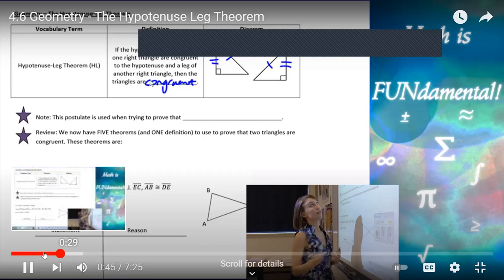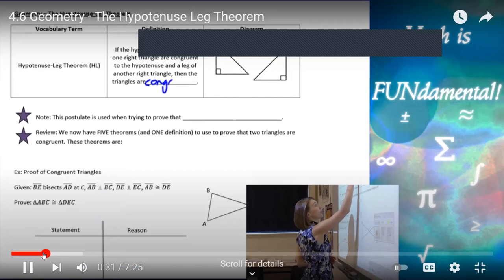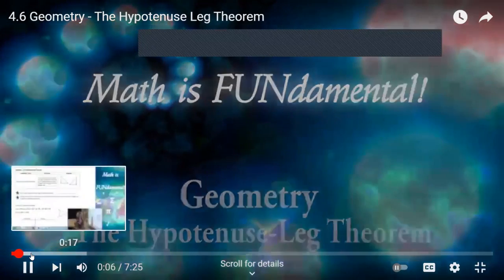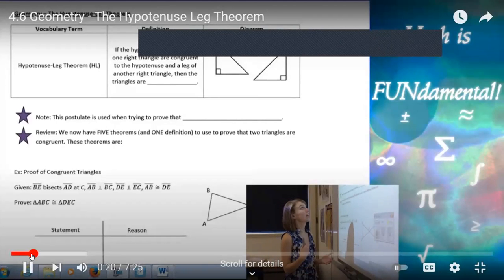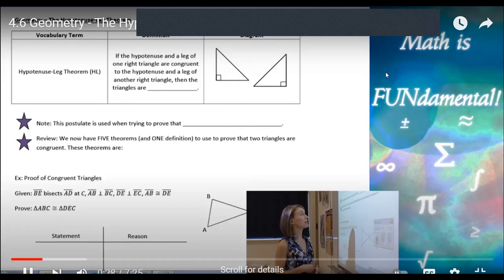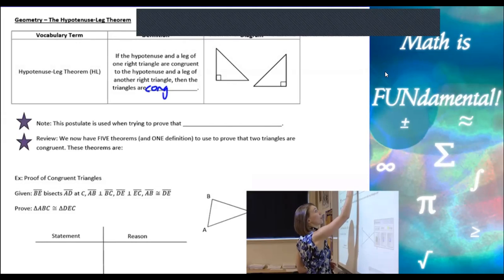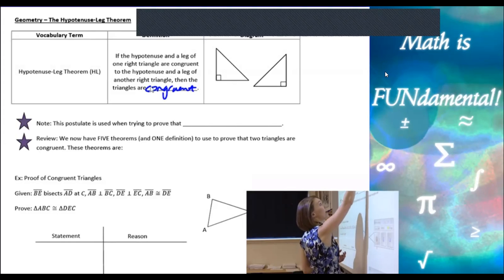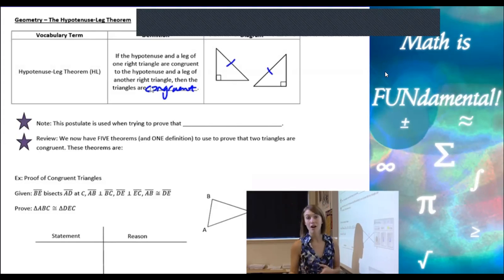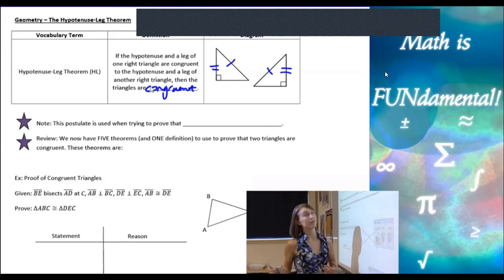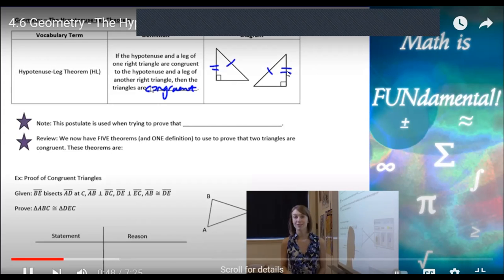If the hypotenuse and a leg of one right triangle are congruent to the hypotenuse and corresponding leg of another right triangle, then the two triangles are congruent. So on a diagram, the hypotenuse leg theorem is a congruence theorem. What that looks like is, if the hypotenuse of one is congruent to the hypotenuse of the other, and a leg is congruent to a leg of the other triangle, then those two triangles are going to be congruent.